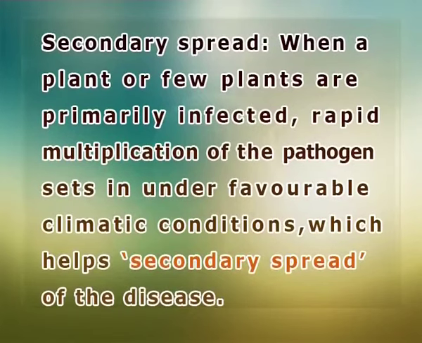Secondary spread. When a plant or a few plants are primarily infected, rapid multiplication of the pathogen sets in under favorable climatic conditions, which help the secondary spread of the disease. In case of fungal diseases, the primary infections are usually caused by the resting or dormant structures of the fungal pathogen, while the secondary spread occurs through asexually produced, countless and short-lived spores.